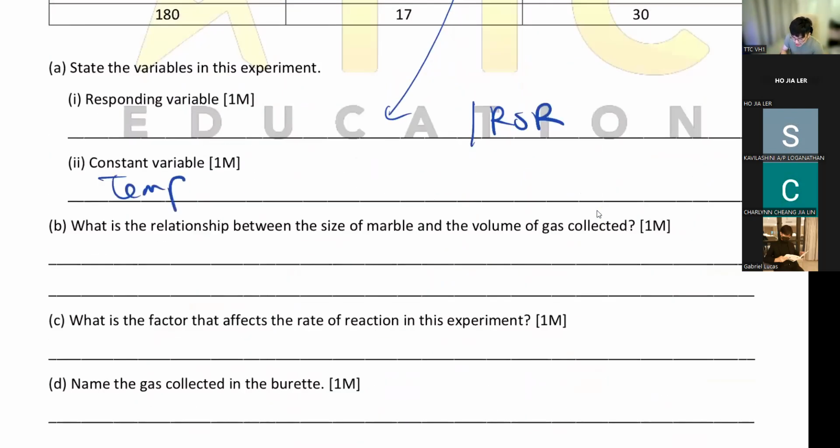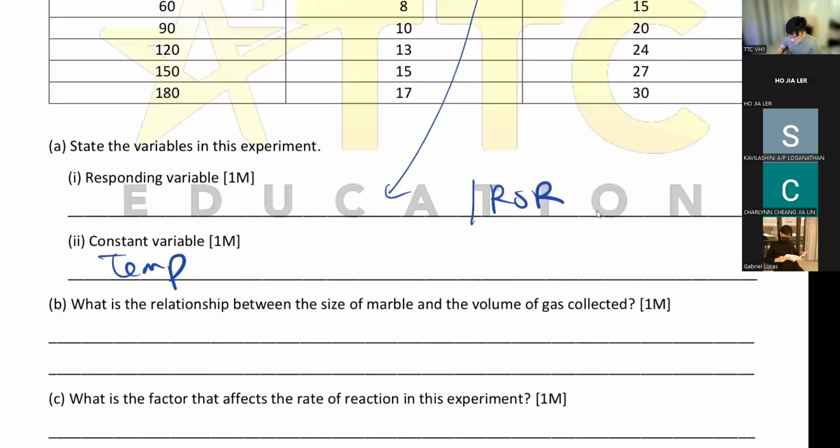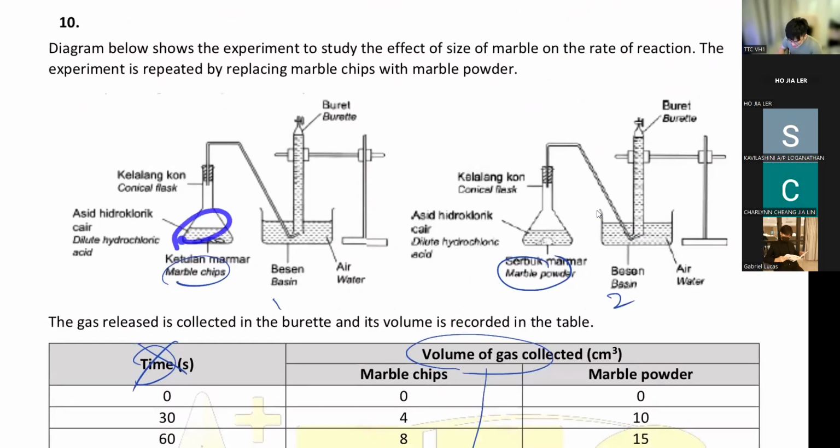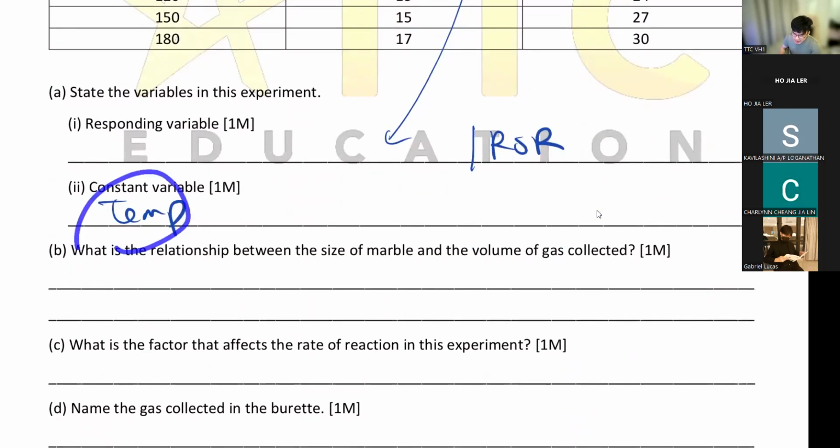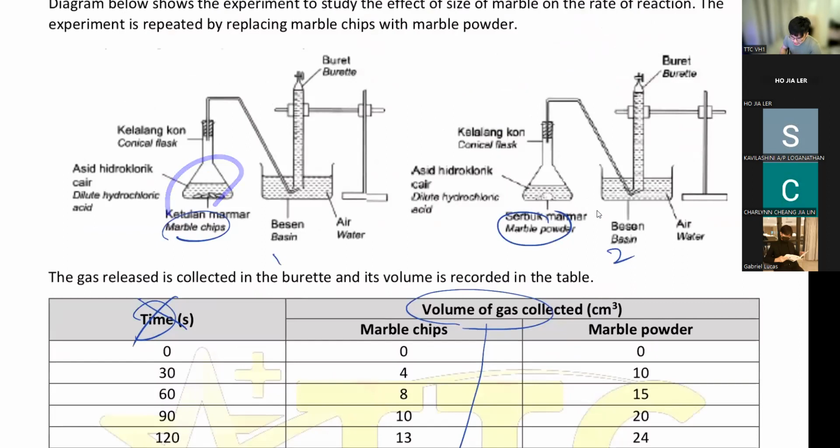Temperature. Okay, concentration of the acid. What else? I don't want to say pressure because pressure is not working here. Concentration. Presence of catalyst. There's no catalyst for both. But the best is temperature, because for both sets, if I do this at 35, I need to do this at 35 too. Only then it's fair.